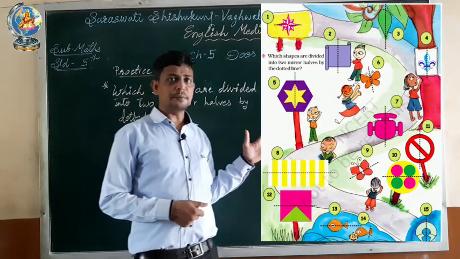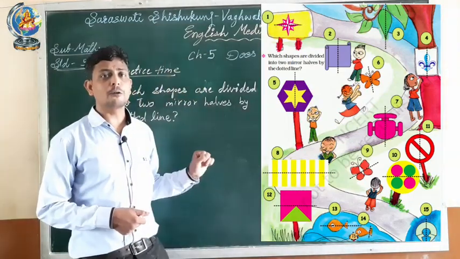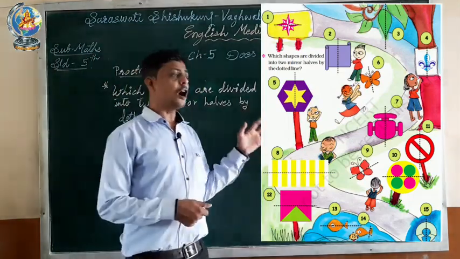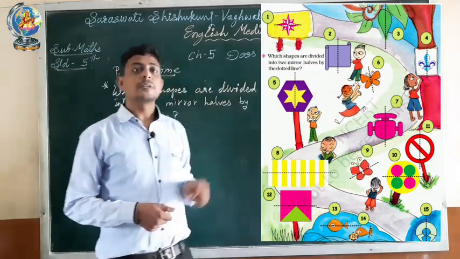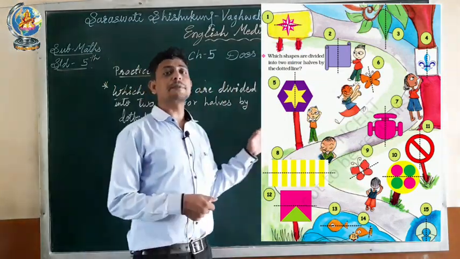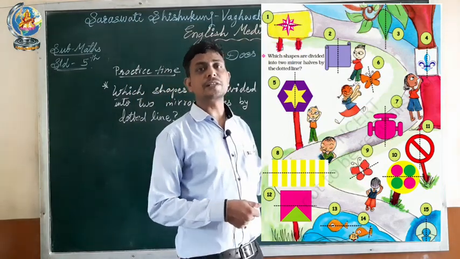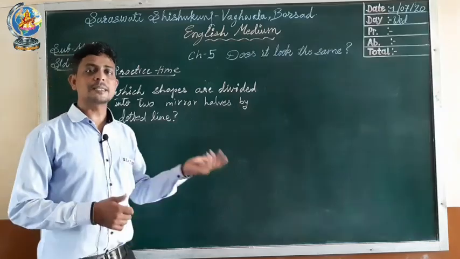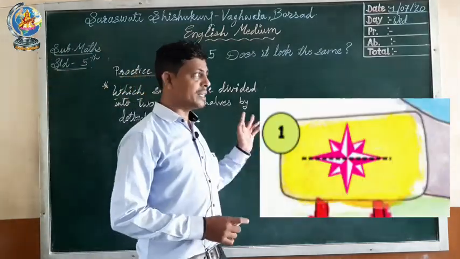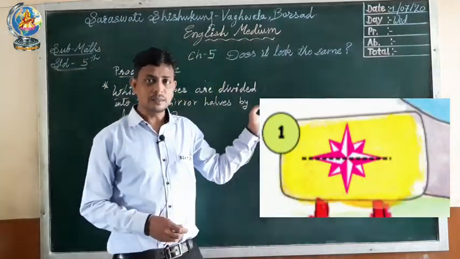You have to see the picture and count how many shapes have mirror halves. There are a total of 15 shapes given, and out of these 15 shapes, how many have mirror halves? So let's find it. Number one is there. You can see it in the picture.